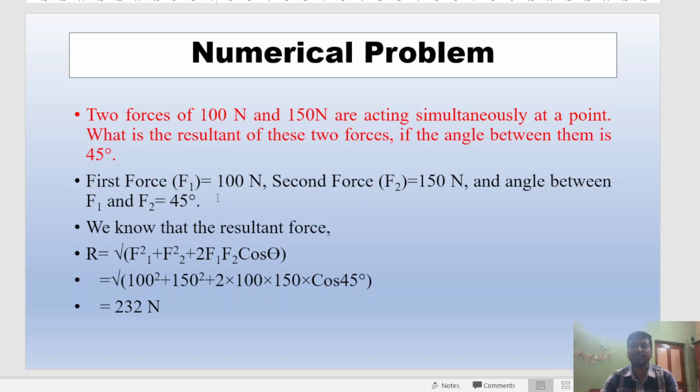So we know that the resultant force R equals root over F1 square plus F2 square plus 2 F1 F2 cos theta. So F1 is given, that is 100 square, F2 is given, that is 150 square, and theta is given as 45 degrees. The answer is 232 Newton.